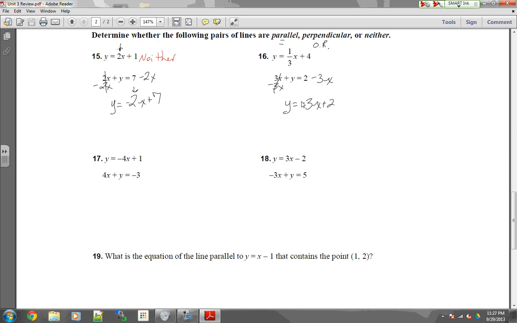All right. Number 17. Let's do the same thing. Subtract the 4x, subtract the 4x. So y equals negative 4x minus 3. Well, the slope here is negative 4. The slope here is negative 4, so they're the same. So that means they are parallel.